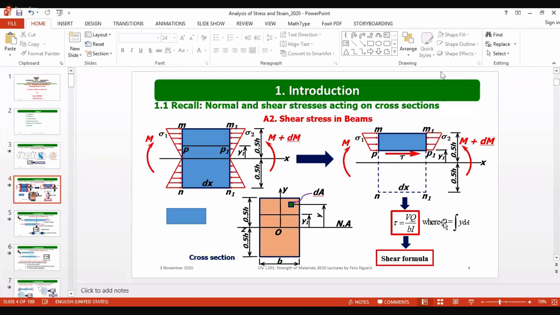Okay, any other question? Yes, what's the difference between normal and shear stress? Normal is perpendicular.